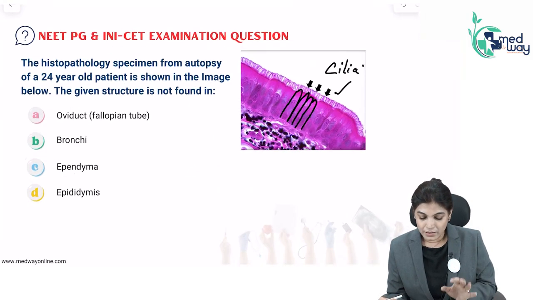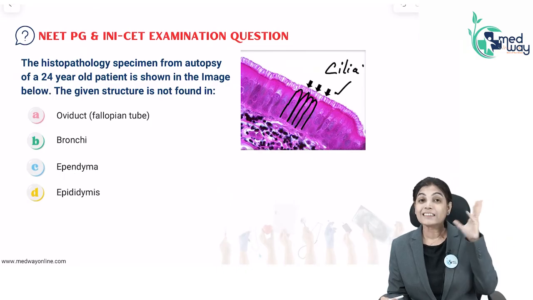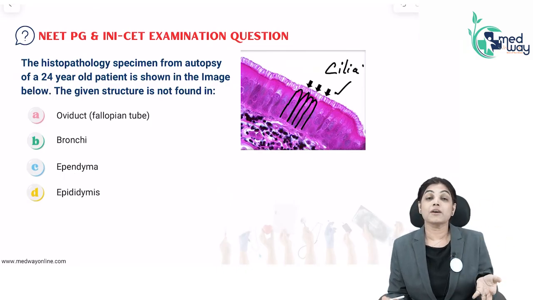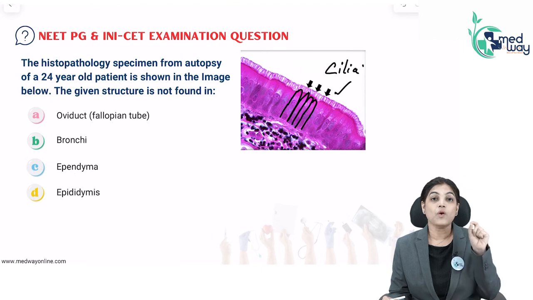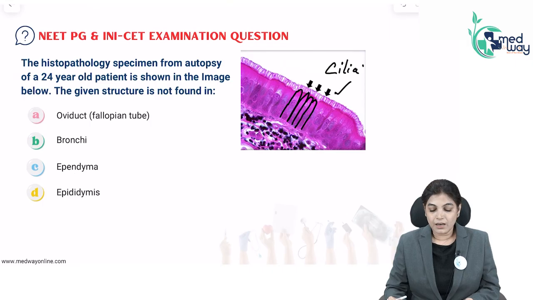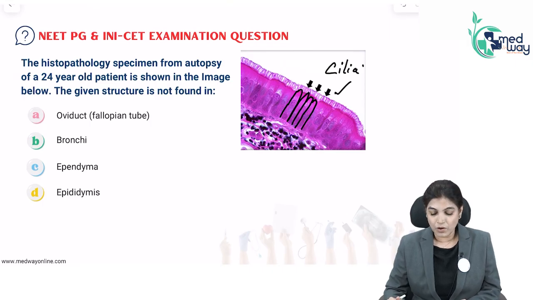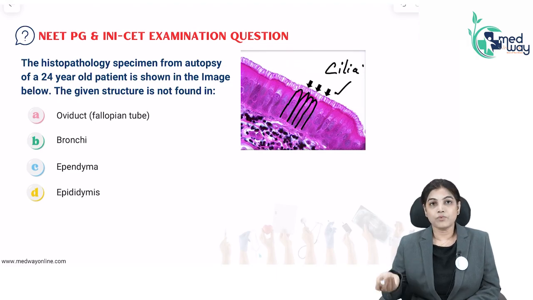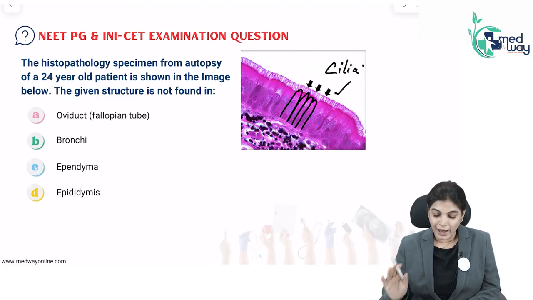So the question is not asking about the type of epithelium. Basically the question is asking about the arrow mark structure. What we have seen in this image, the arrow mark structure is cilia, and now we have to come up with the cilia being present in which of the following locations. We have got four options, and the given structure is not found, so we have to choose the odd man out. Fallopian tube, whether the fallopian tube contains cilia. Exactly, yes. The fallopian tube, uterine tube, has the presence of cilia. Bronchi, yes, the principal bronchus is also having cilia.